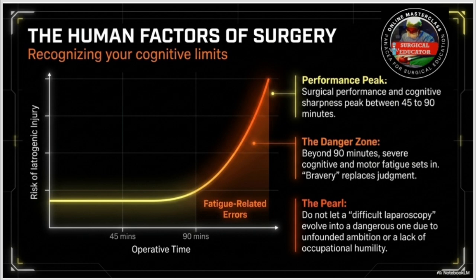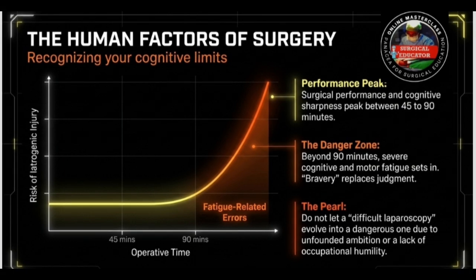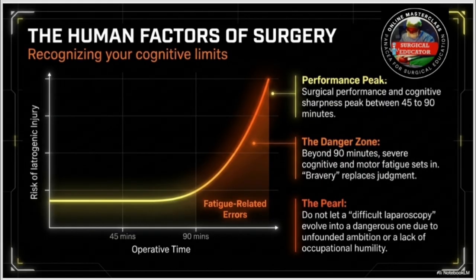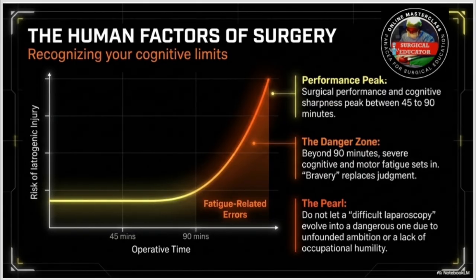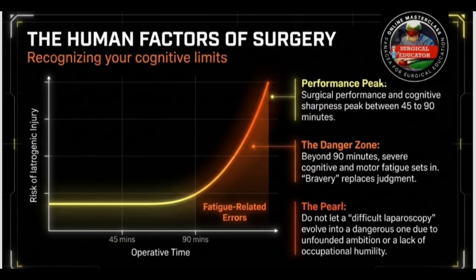But wait, I have a question. If peak performance is up to 90 minutes, why mandate the decision to give up at minute 35? Shouldn't they use that peak window to keep trying? That is an incredibly astute observation, but we have to reframe what the conversion is. Converting to open surgery is not the end of the operation. It's actually one of the most physically demanding, complex reconstructions a general surgeon will perform.